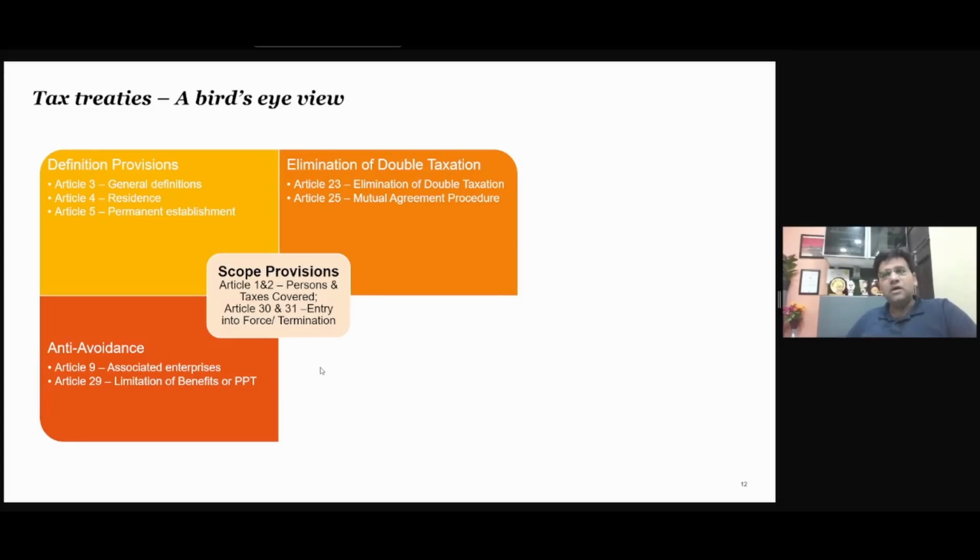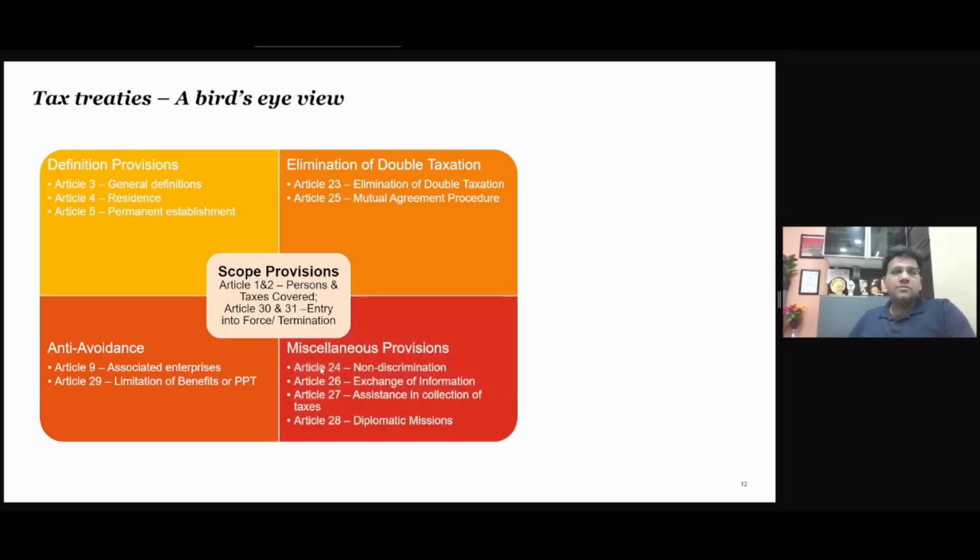So India has already accepted MAPS and MLI for most of its treaties. So PPT is there by default in most of the Indian treaties. And then comes a lot of miscellaneous provisions. I'm not going to discuss those in detail, but the first one is important.